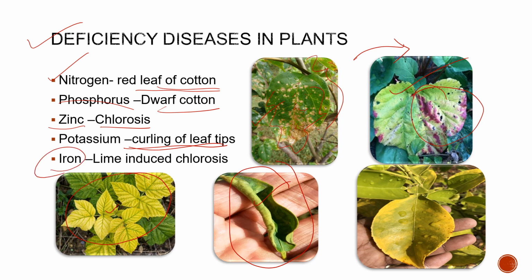Next, in deficiency of iron, lime-induced chlorosis happens. In the absence of iron, the leaves turn yellow or brown in the margins. Young leaves show signs of bleaching, meaning the color of the leaf is gradually fading; the chlorophyll is absent or being bleached out. The young leaves show yellow or brown color, generally in the marginal regions, and the plants produce poor quality fruits. So this is all about the deficiency diseases in plants.